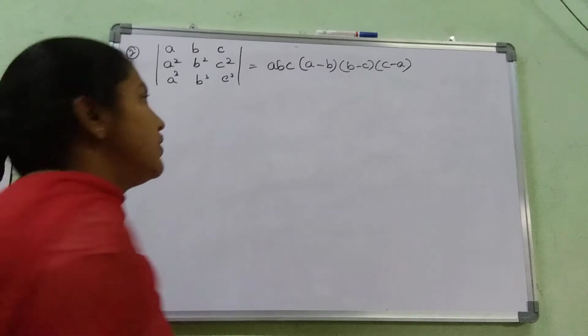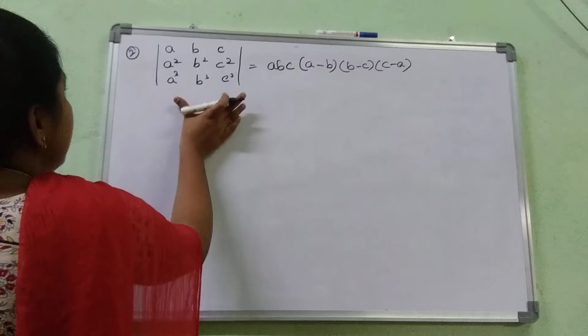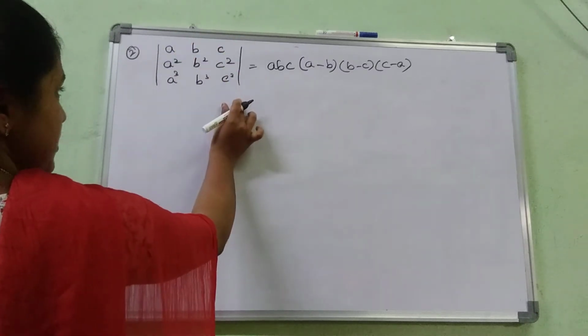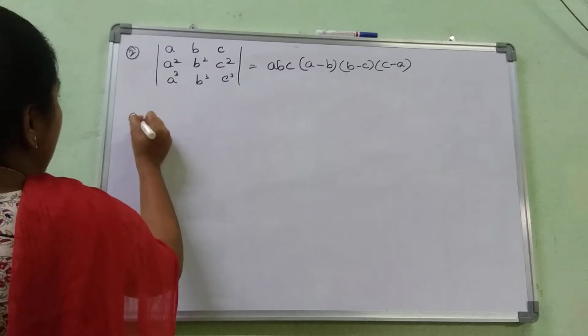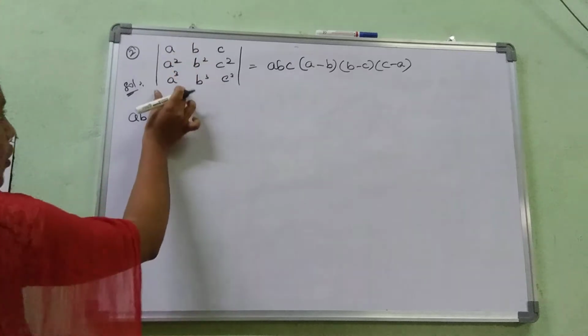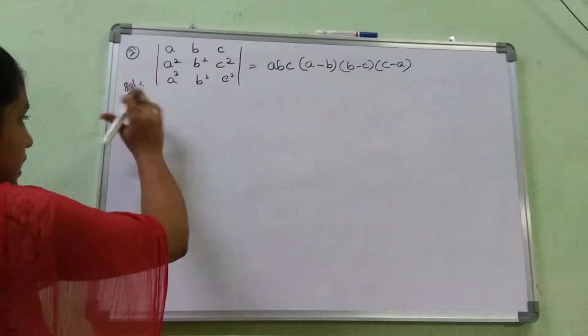So the answer will be, first of all, I am taking a from this row and b from this row and c from this row. Therefore a, b, c, here the solution. So from the first column I am taking a out, from the second column b out, and from the third column I am taking c out.